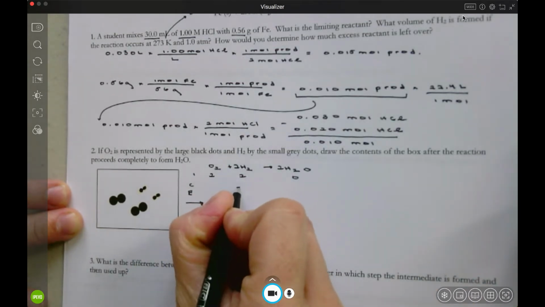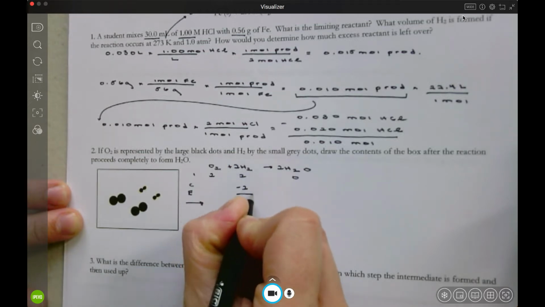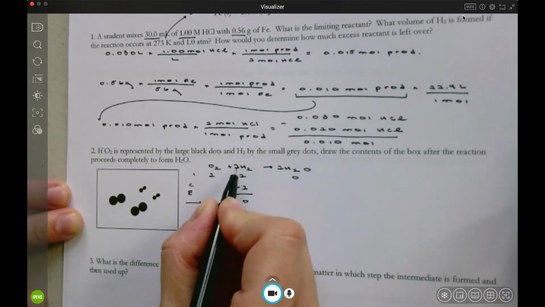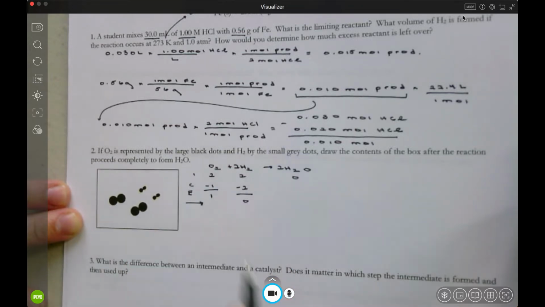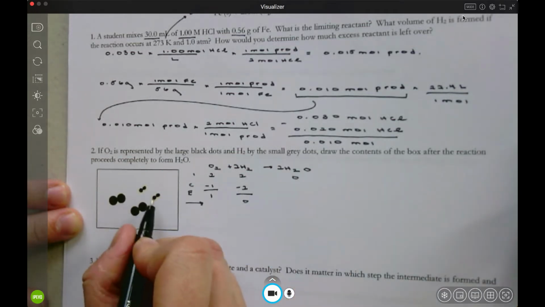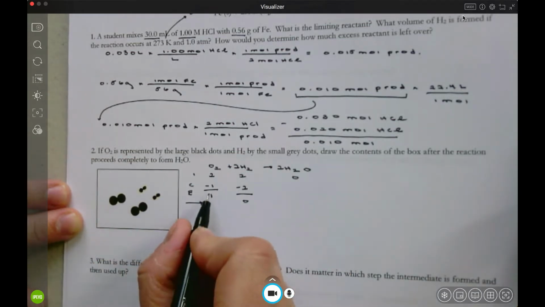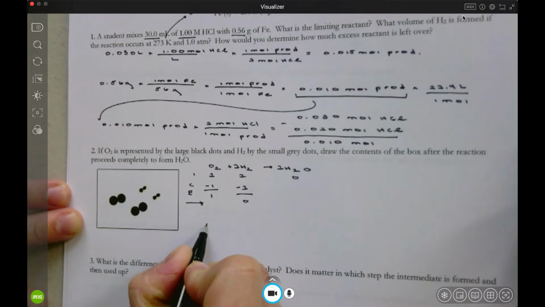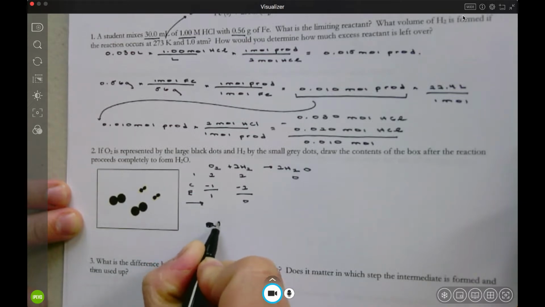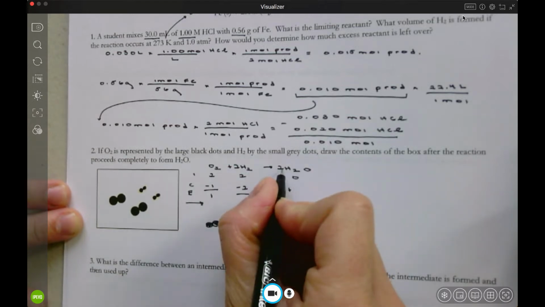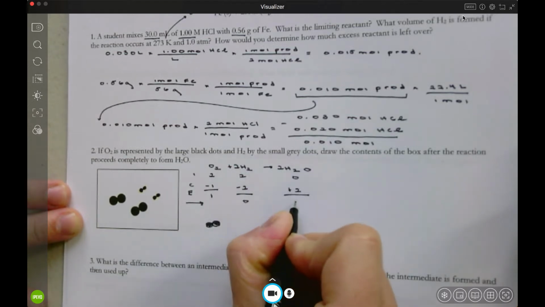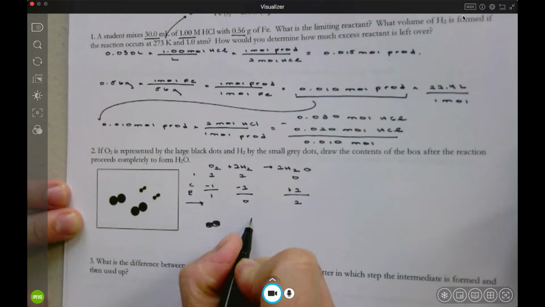Then if 2 hydrogens react completely, because this is a 2-to-1 ratio, I know that only 1 oxygen reacts, so oxygen is going to be in excess. All of my H2s are going to be reacting, and I'm going to have 1 oxygen left over. And then the other thing that's going to form, because this is a 2-to-2 ratio, is 2 waters.